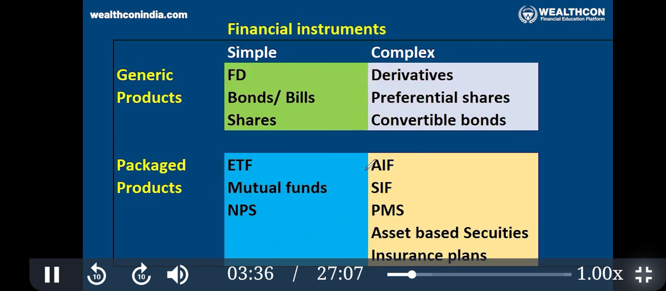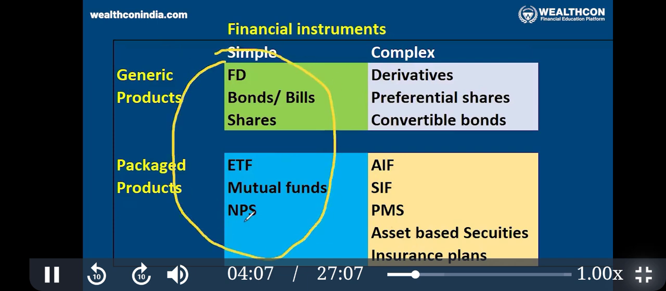And then packaged products like alternative investment funds, specialized investment funds, PMS, asset-backed securities, insurance plans. All these are highly complex, and we don't discuss them because they are not worth discussing at a beginner's level. Those are highly costly and commission-loaded products, and they are not transparent as well. So our entire focus is on simple products.